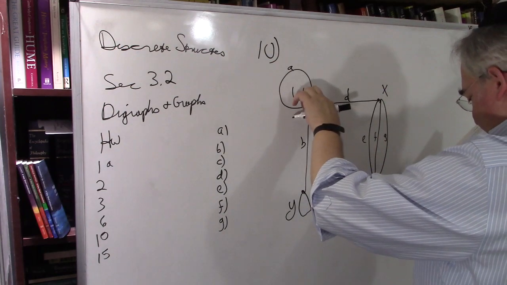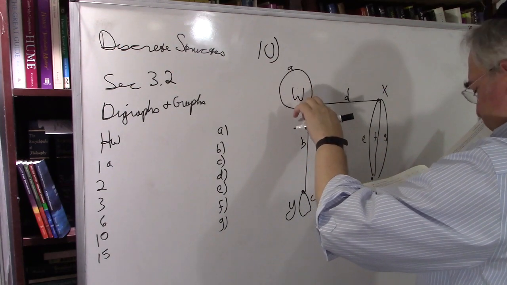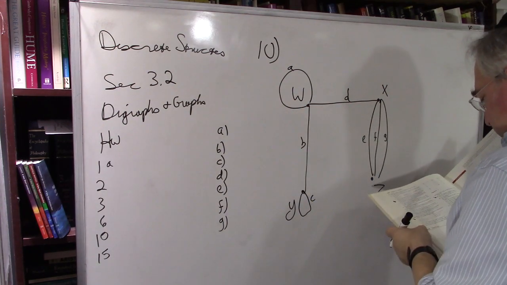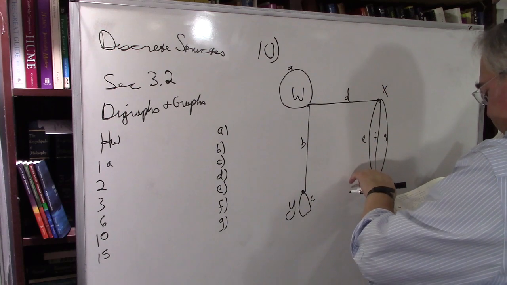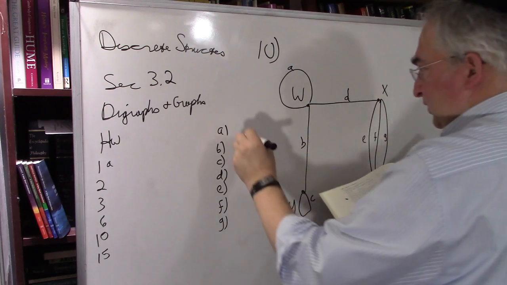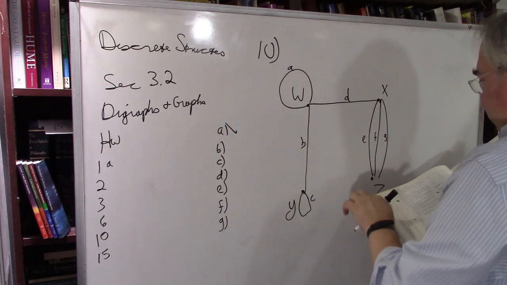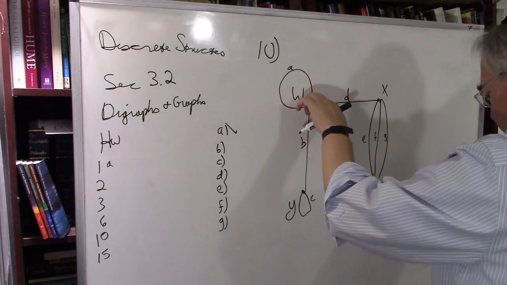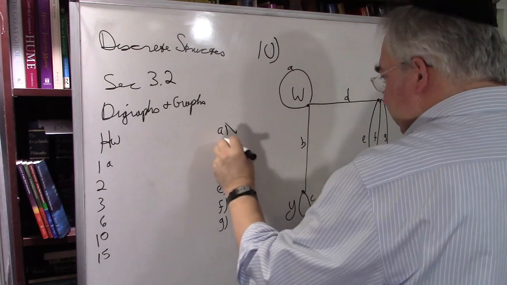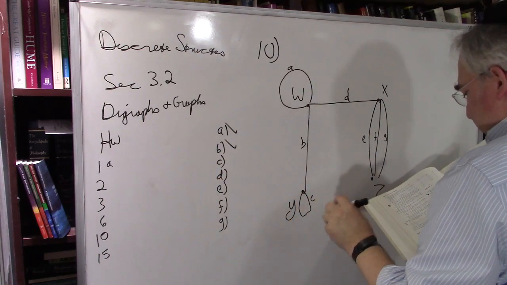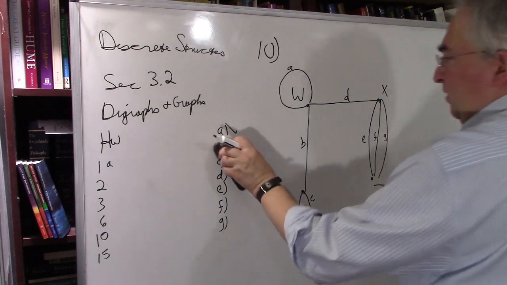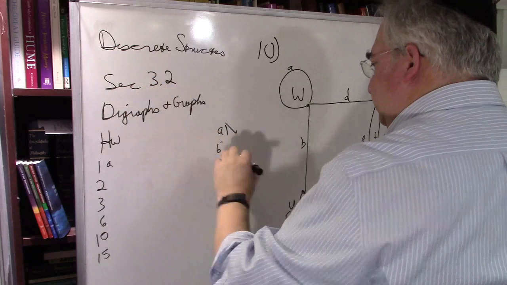A, X, oops, I'm sorry. Z, X, W. Yes, that's good. We can do that. Next, W, X, Z. Yes, we can do that. Next, whoops, that was C. Sorry, that was C. Okay, so C is yes.